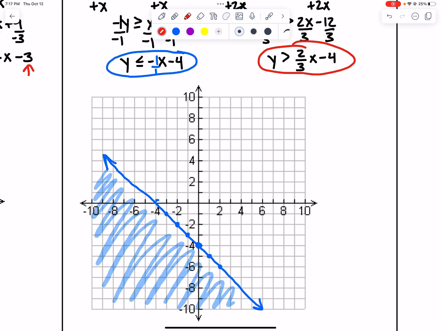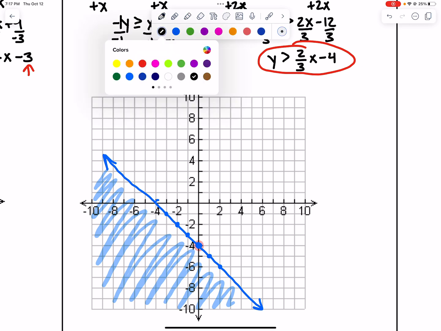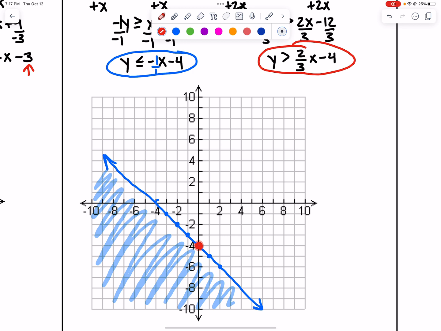And then for the next one, we have y is greater than 2/3 x minus 4. So let's go to also -4 and plot. Let me get my pen. -4. And we need to plot a slope of 2/3. So let's go up 2, right 3, up 2, right 3. And we can go down 2 and left 3 as well.